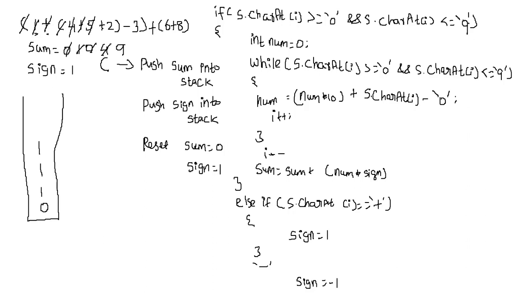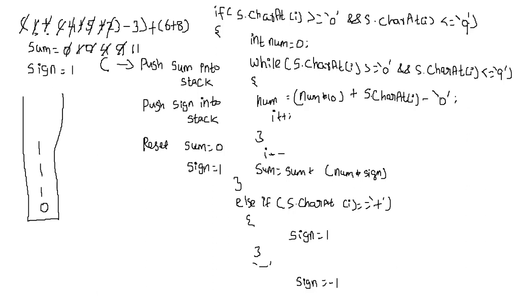Next I have to go for the next character plus. Sign value should be changed to 1. Fine. Then 2. So the character 2 will be converted as an integer 2 using this logic. After that num value is 2. Sign value is 1. 2 into 1 is 2. That should be added with sum value. 9 plus 2 which is 11. Fine. Then I have got closing bracket.